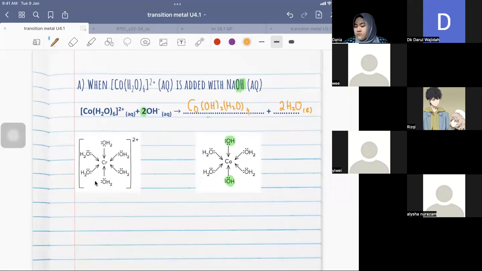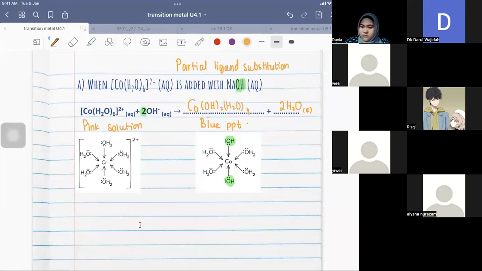Yeah, cobalt. And because cobalt is plus two, and hydroxide is minus one each, so plus two, minus two, overall neutral. Okay. And this is an example of a partial ligand substitution as well, because only two ligands are being substituted. The observation would be from a pink solution to blue precipitate.